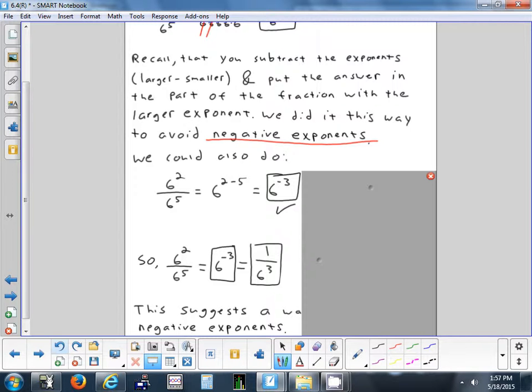Somebody already said a word that begins with R. What did somebody say? You flip a fraction. Yeah, reciprocal. That's exactly what we're going to be doing. We're going to be flipping things.